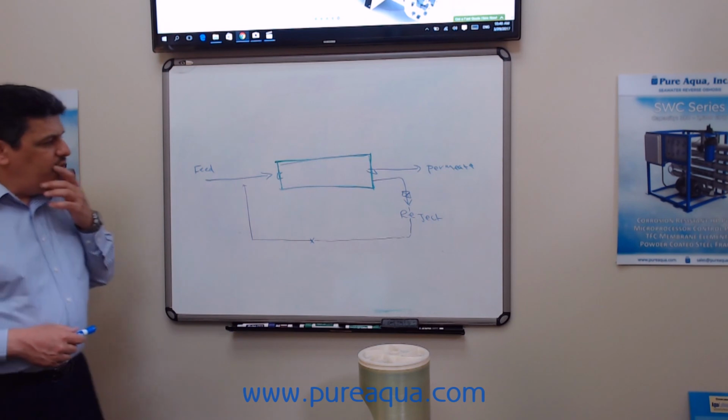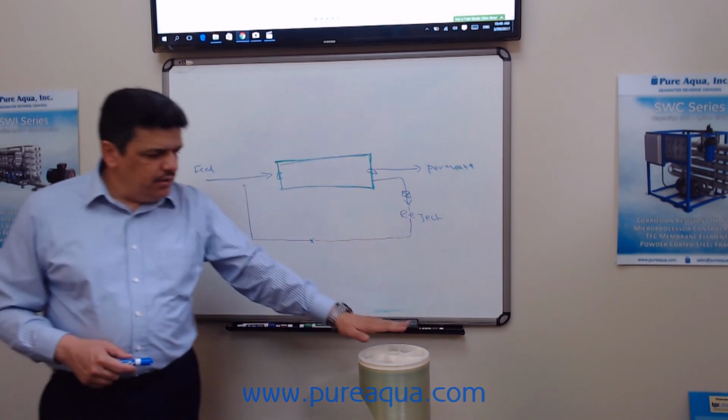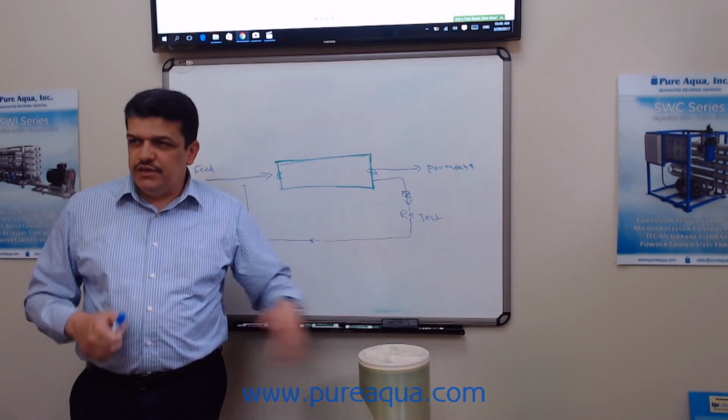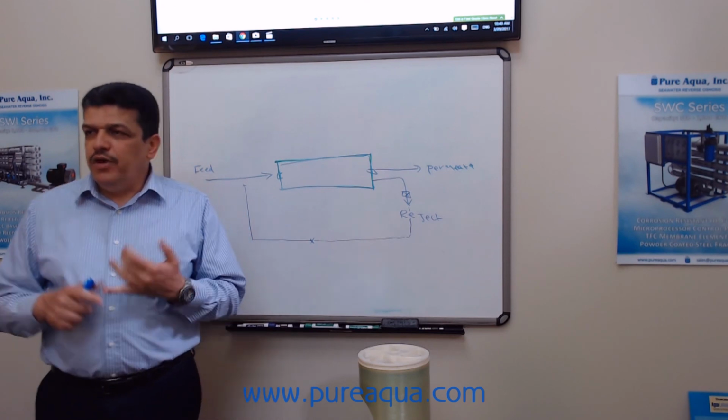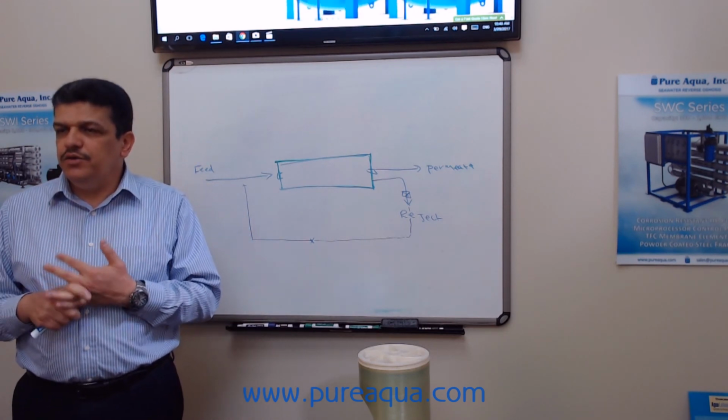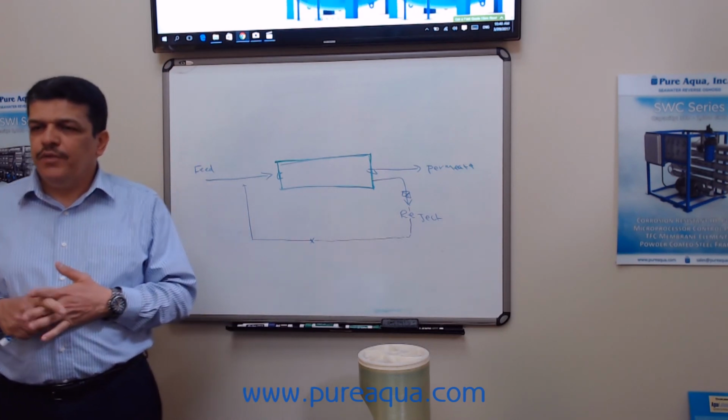Okay, now we talked about the membrane structure. Those membranes, like we said, spiral wall membranes, they don't like chlorine, they don't like heavy minerals, they don't like oil, they don't like organic.